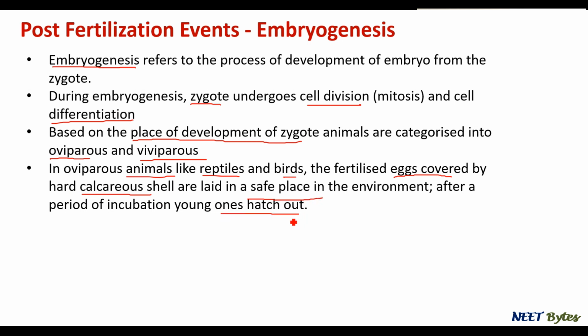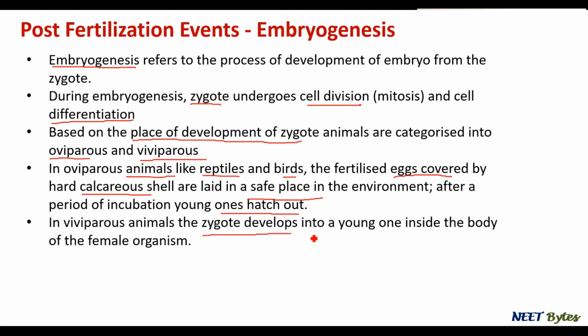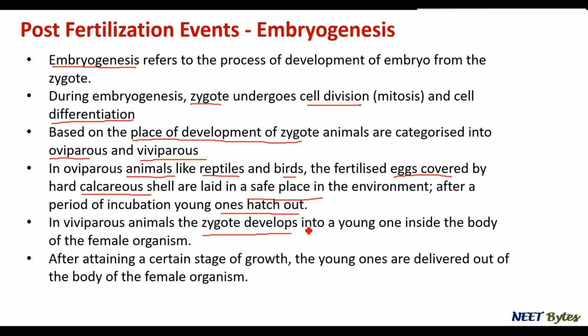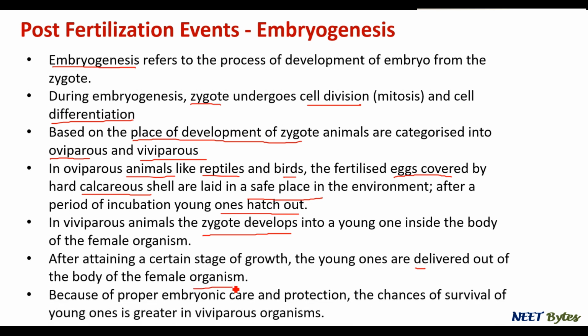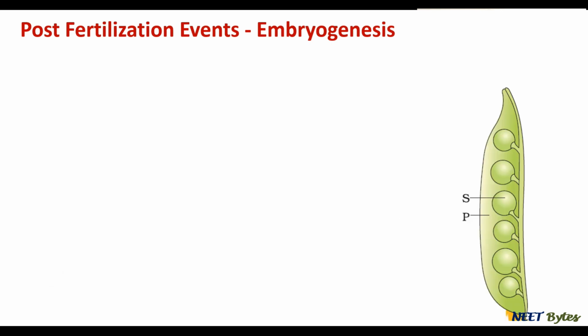But in viviparous animals, the zygote develops into a young one inside the body of the female organism. And after the gestation period, they come out, right? So they are delivered out of the body of the female organism. This is how we can differentiate between oviparous and viviparous animals. In viviparous animals, because of proper embryonic care and protection, the chances of survival of the young one are quite high. Okay, so this is the main thing about post-fertilization. Right now we have discussed the generalized features of sexual reproduction in terms of the pre-fertilization, fertilization and post-fertilization stages, right?